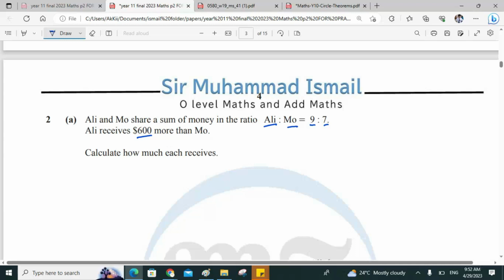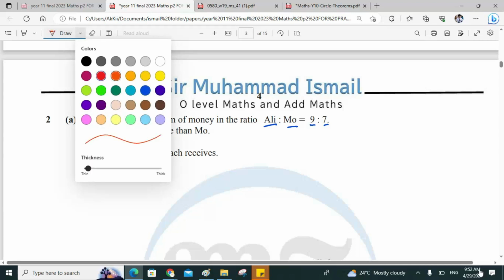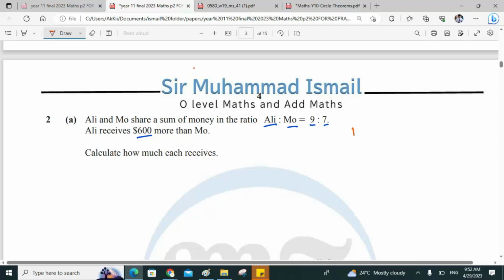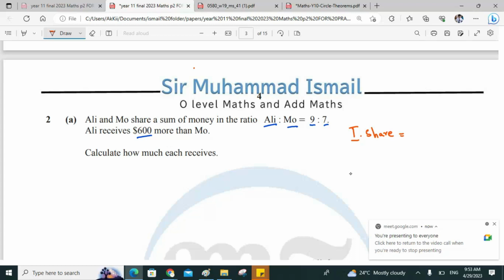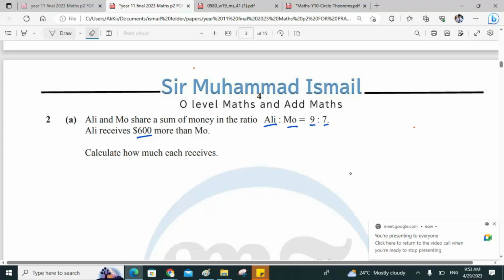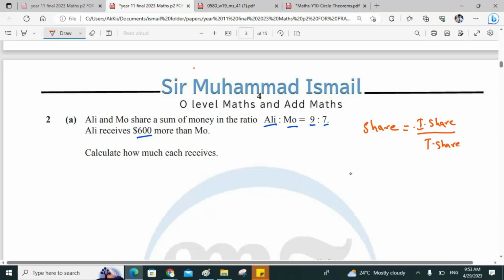By the way, from your knowledge you can understand that if you have to check an individual share, the share which a person is going to get is the individual share divided by the total share, multiplied by the amount to be divided, the total amount.